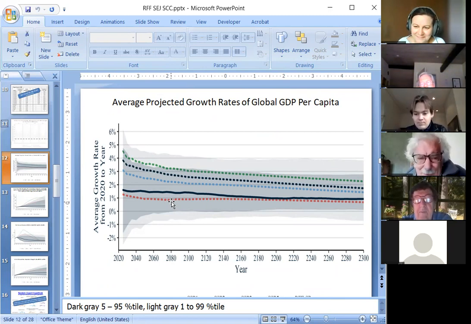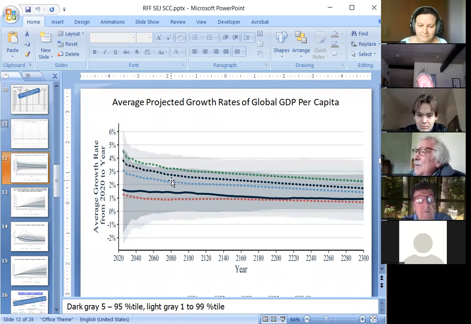IPCC calls the shared socio-economic pathways. So these are a bunch of storylines. You probably heard that term. That's a poor man's way of dealing with uncertainty. You just make a lot of stories and tell the storyline. And so here are these things, and then people use these storylines to capture the uncertainty, which of course it doesn't do.